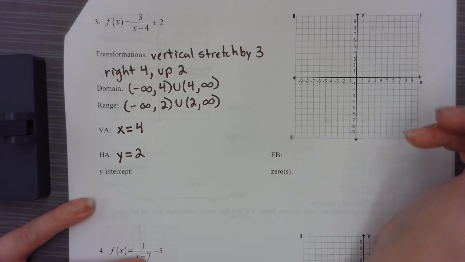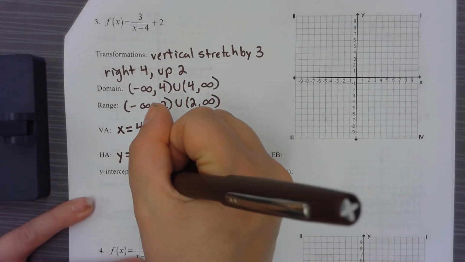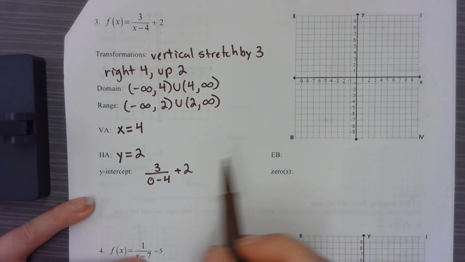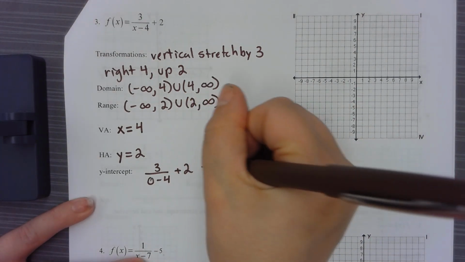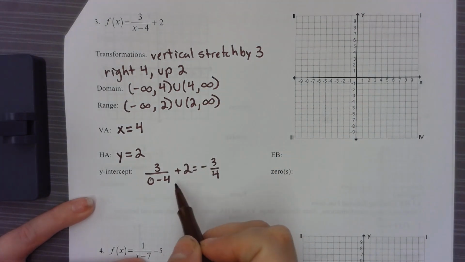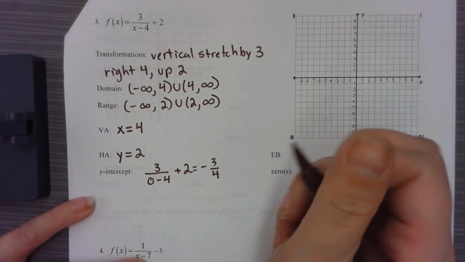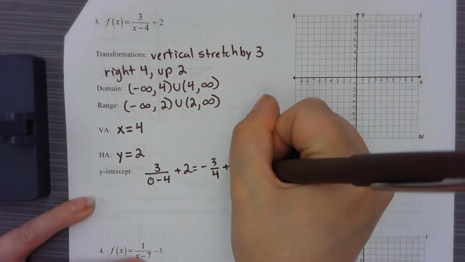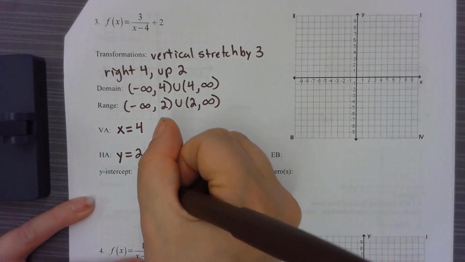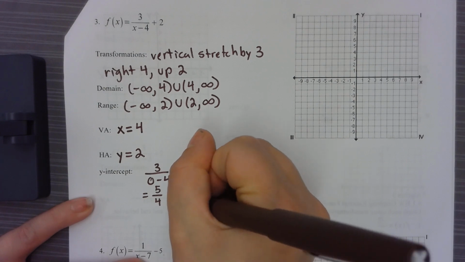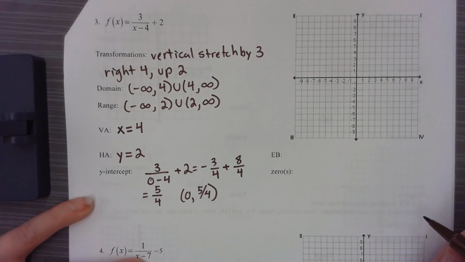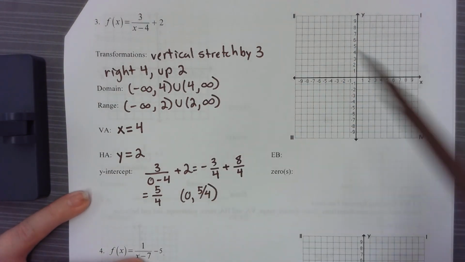And the last thing I can find before I graph is that y-intercept. And again, as always, I get that by plugging in 0. So when I do that, this first piece is going to become negative 3/4. And then I'm going to need to get that 2 so that it has a denominator of 4. So I can write that as 8/4. So this is going to be a positive 5/4, which we'll write as 0, 5/4. And that's about all I can get with just this without the graph.